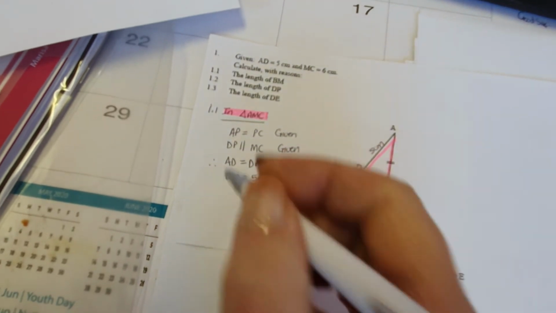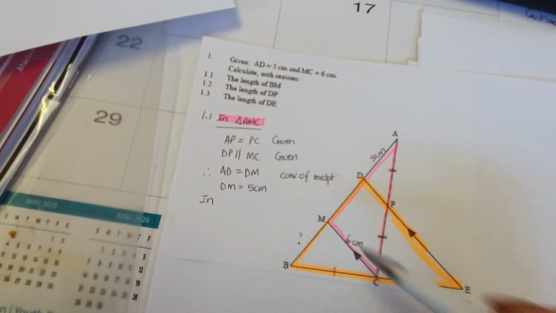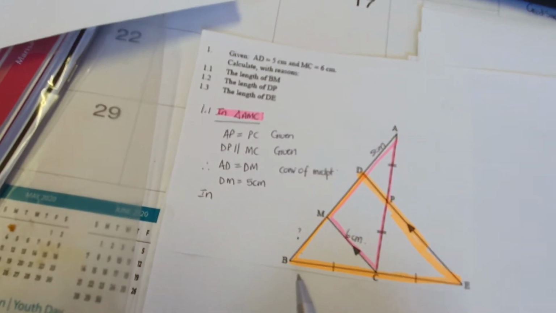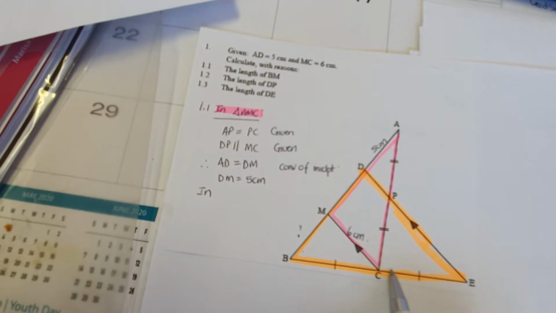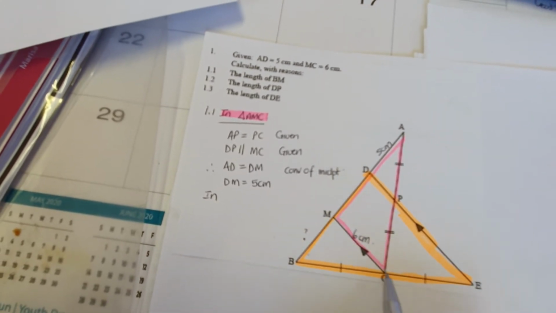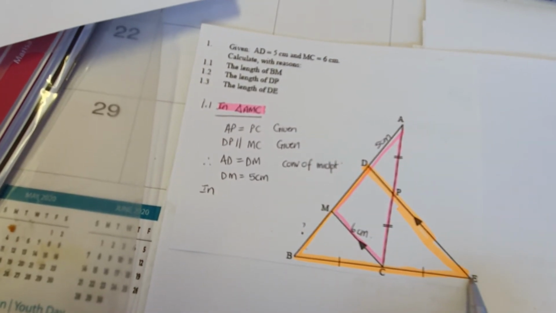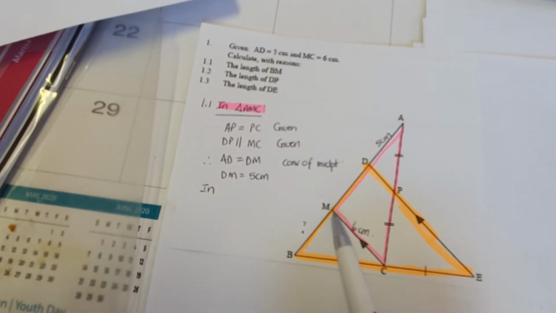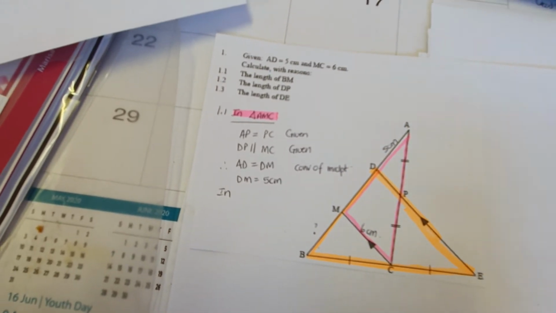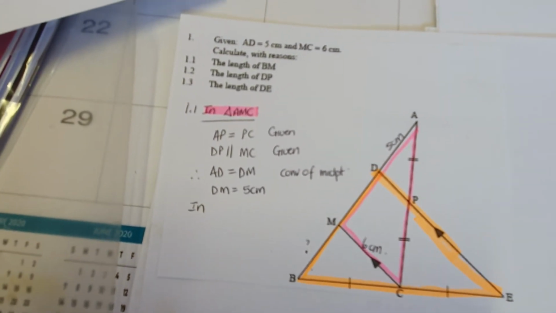Okay, now we move on to our orange triangle. Because remember the question said we have to find BM. So if you look at the orange triangle, you will notice that BC equals CE, that was given. You know that MC is parallel to DE, that was also given to you. So therefore DM is the same as MB, converse of midpoint. And you write exactly all of that. Don't assume that we know what your mind is saying.